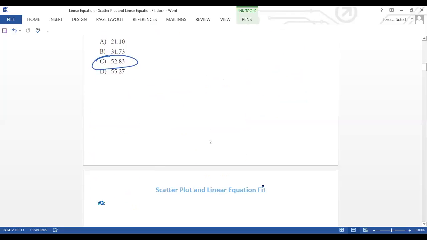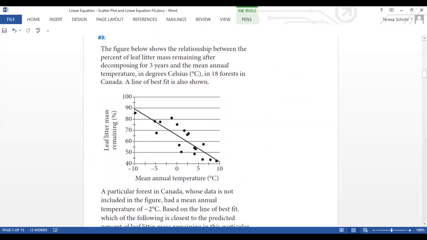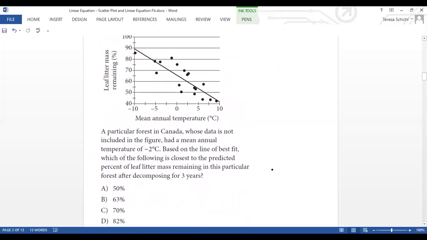Okay, so now let's take a look at problem number 3 here. They say the figure shows the relationship between the percent of the leaf litter mass remaining after decomposing for 3 years and the mean annual temperature in degrees in 18 forests in Canada, with a line of best fit. Now they ask: a particular forest in Canada whose data is not included in the figure had a mean annual temperature of -2. Based on the line of best fit, which one is closest to the predicted leaf litter mass remaining in this particular forest after decomposing for 3 years?